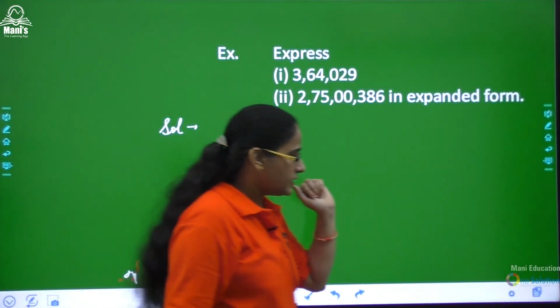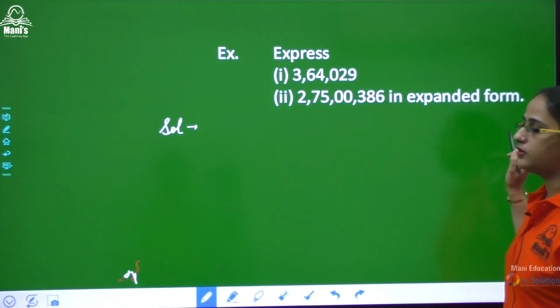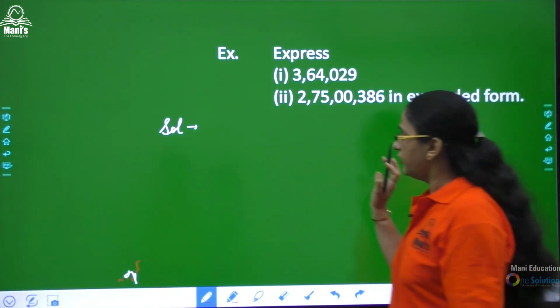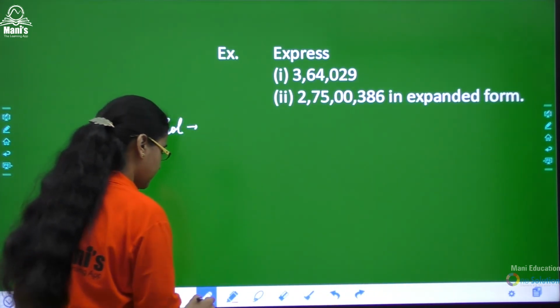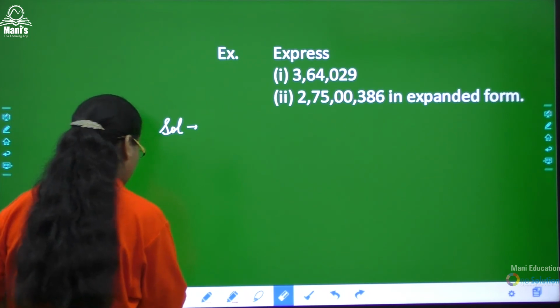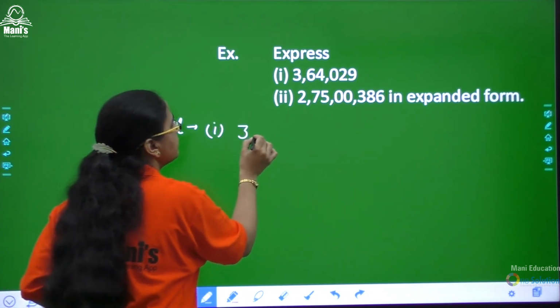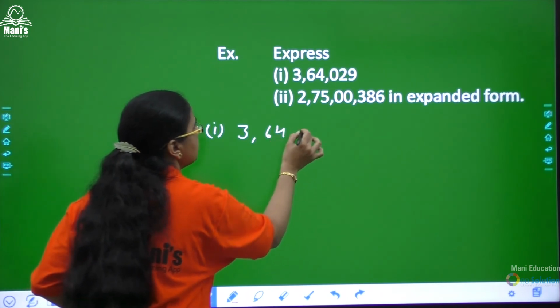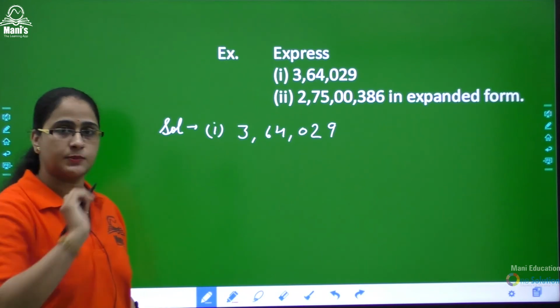Now we have to explain this topic with the help of an example. The example is there, we have to write it in expanded form. For that, first of all, we will discuss the first part. In the first part, the number is 3,64,029. Now what we have to do? We have to write it in the expanded form.